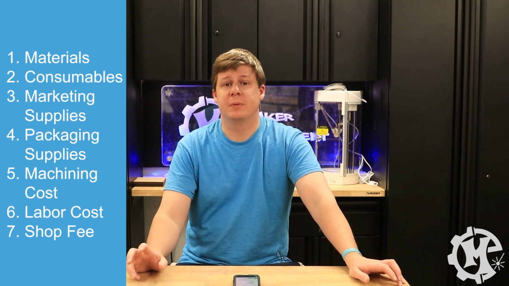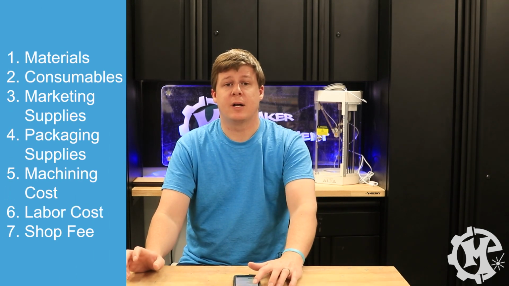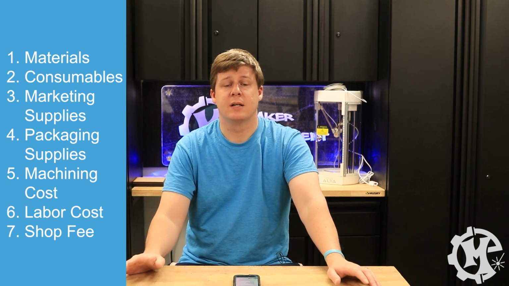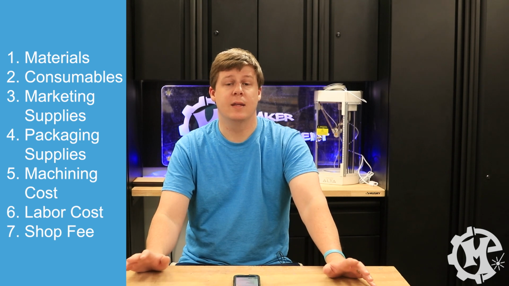These 7 categories are materials, consumables, my marketing supplies, my packaging supplies, my machining cost, my labor cost, and then my shop fee. I am going to walk through what each of these is, but as a general sense, it's going to encompass everything that you use to make a product and ship that product. So it's everything from start to finish. But let's go through my basic definitions of what these categories are.